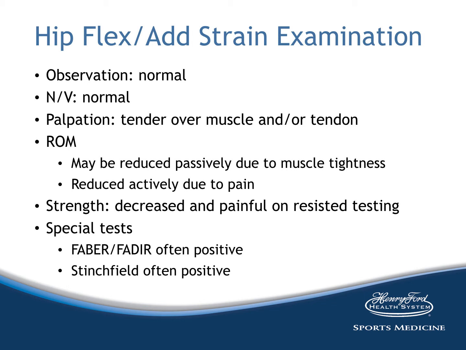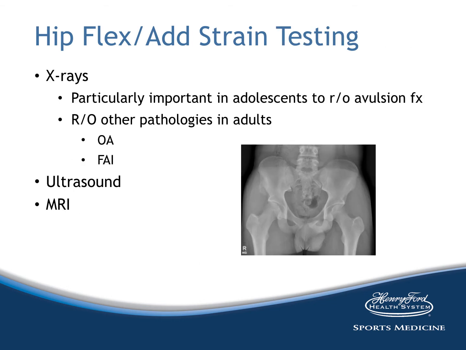Imaging studies should be considered. X-rays are particularly important in adolescent athletes to rule out avulsion fracture, and it can rule out other pathologies in adults such as osteoarthritis and femoroacetabular impingement. Ultrasound and MRI both potentially play a role if there's consideration of complete avulsion.